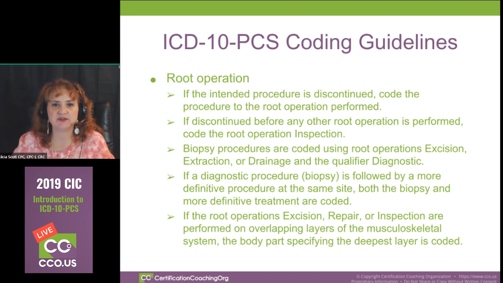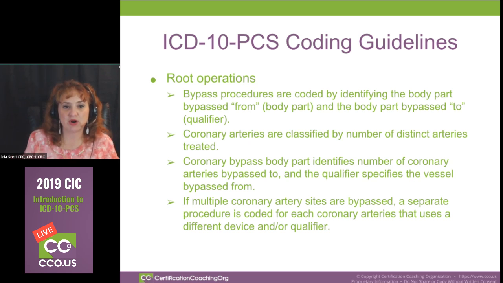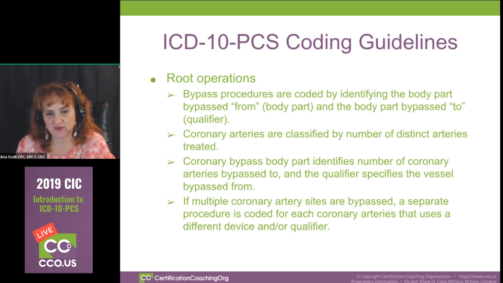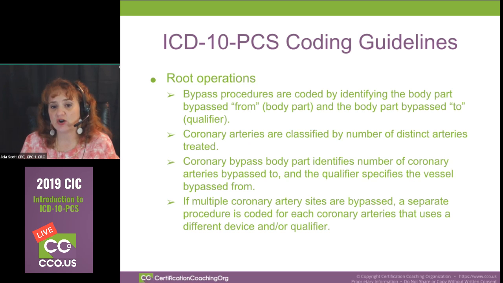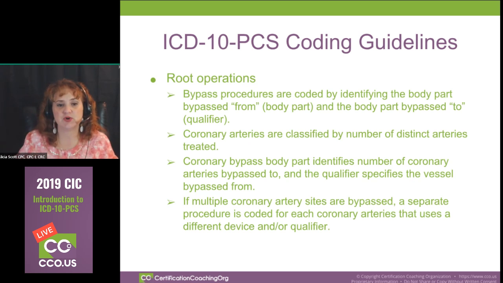And that is pretty standard. You do that in CPT as well. So that's easily understood. When you do root operations and the body part is going to be bypassed from one body part to another one, then you're going to use a qualifier, one of those last two characters. Sometimes with coronary arteries, you're going to have to number them. The arteries are distinct arteries that are being treated. So you could see multiple codes being repeated because of that.